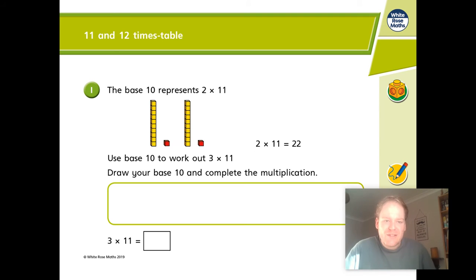Okay, so the first question here, it says the base 10 represents 2 times 11. 2 times 11 is 22. Can you use base 10 to work out 3 times 11? And then it wants you to draw it in the box.